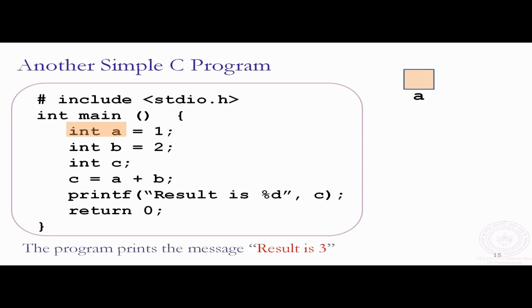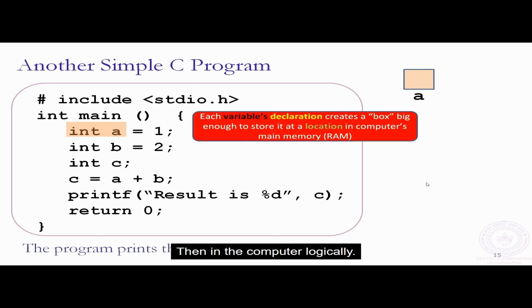immediately clear. When I say int a, then in the computer, logically, the computer operating system creates a box in memory which is big enough to store an integer. Now, that doesn't make sense. Integers can be infinitely large, right?